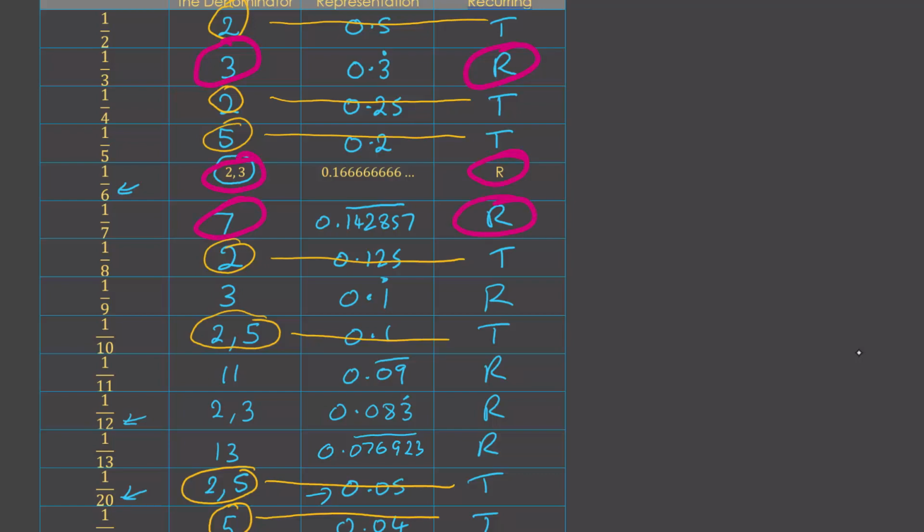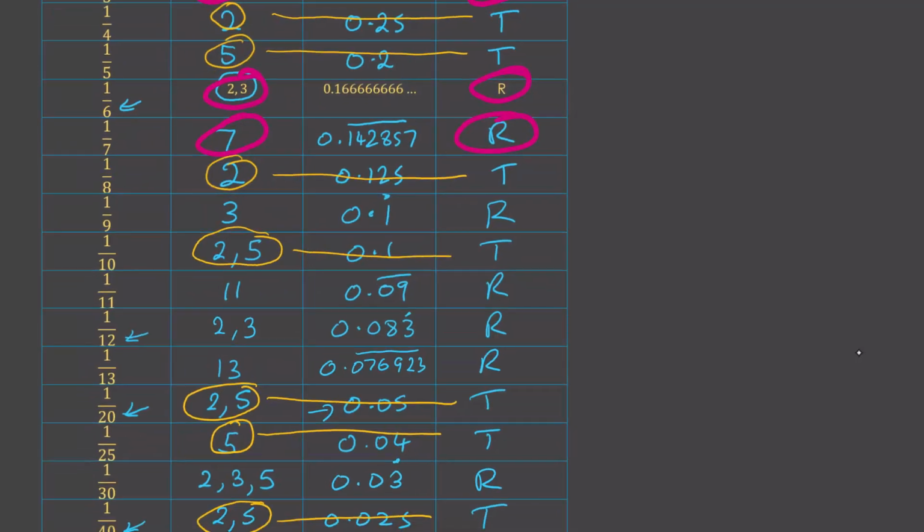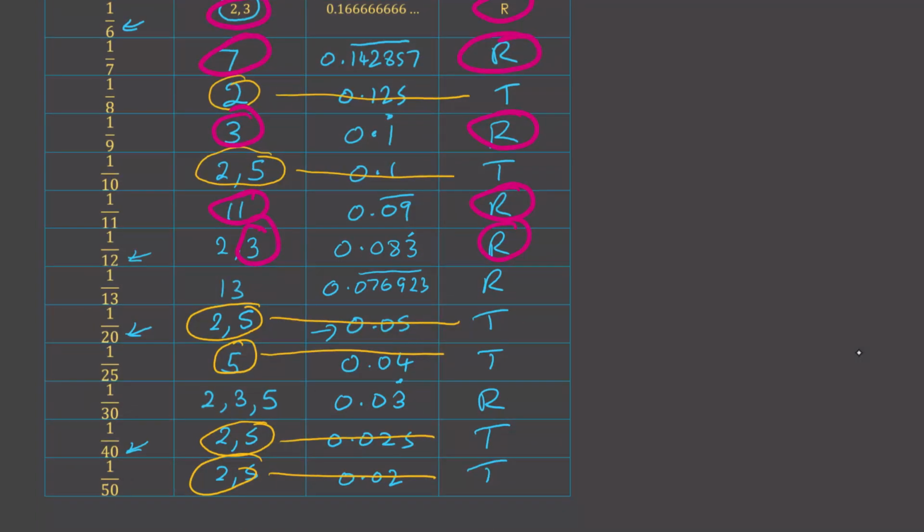And that holds in general. If a denominator is just some combination of 2s and 5s, we get a terminating decimal. The second that we have some other prime present, we get recurrence.